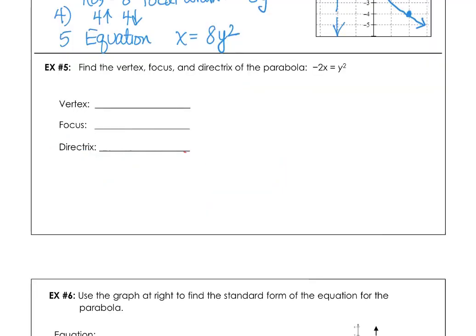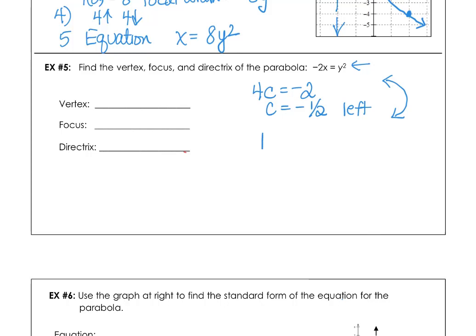Now in example 5, we want to find the vertex, the focus, and the directrix for the parabola -2x equals y squared. So following our model, we're going to see that 4c is -2, so c is -1/2. And when the equation is in this shape, we've got a parabola that's going to open to the left because c is negative.